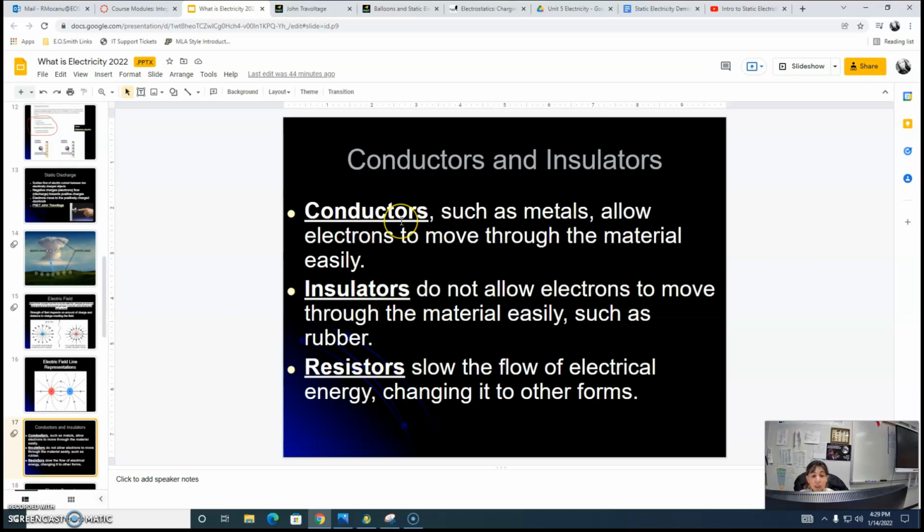Final thing I want to leave you with today is conductors and insulators. So conductors, as you know from our periodic table units, such as metals, allow electrons to move through them easily, and they conduct electricity easily because of that. Whereas insulators, such as rubber, do not allow electrons to move through them as easily, and therefore they are not very good conductors.